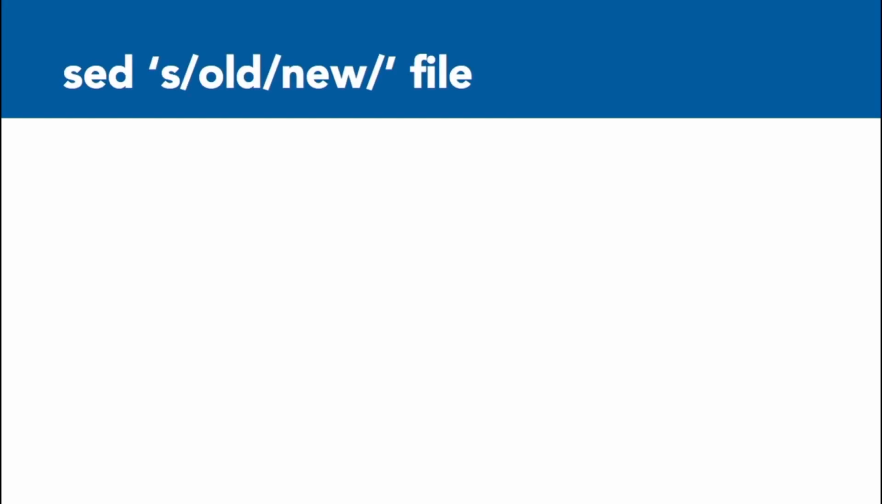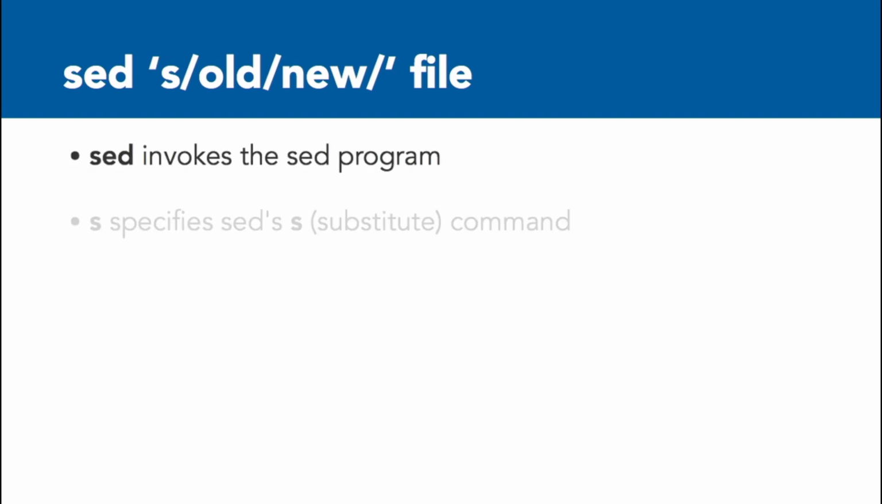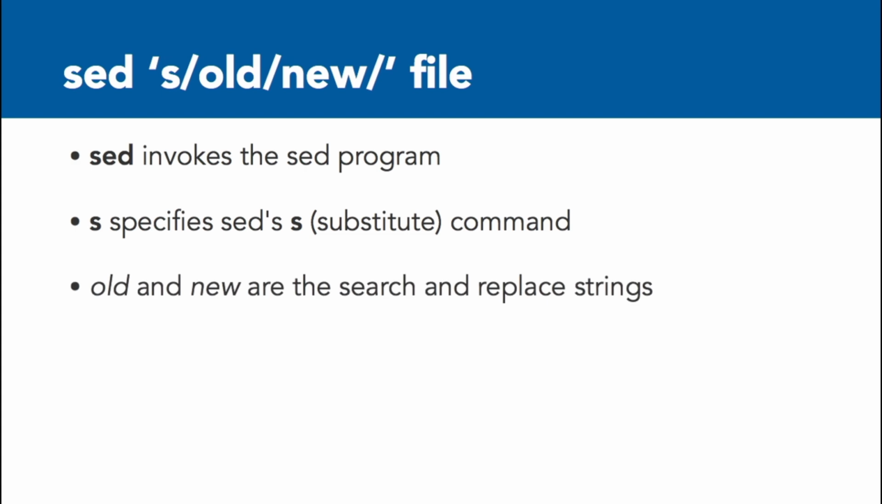The most important sed command is sed s/old/new file. This replaces the first occurrence of the word old on each line of the file with the word new. In this example, sed invokes the sed program. S specifies sed's S command for substitute. Slashes delimit the command from its two arguments. The word old represents the text that is searched for, and the word new represents the text that replaces it.